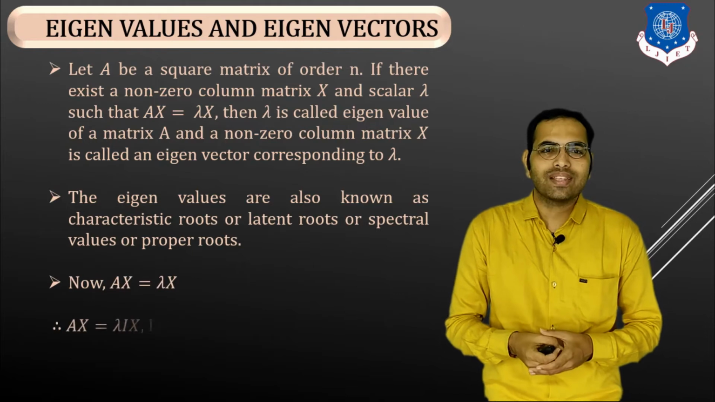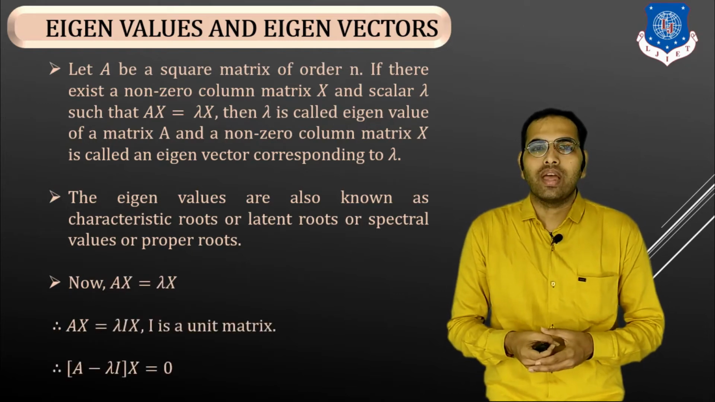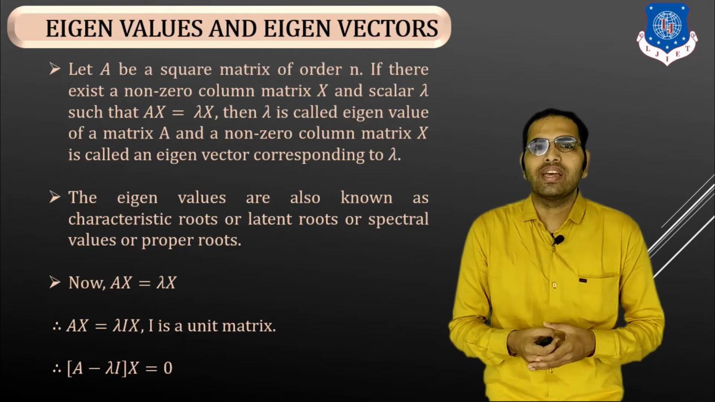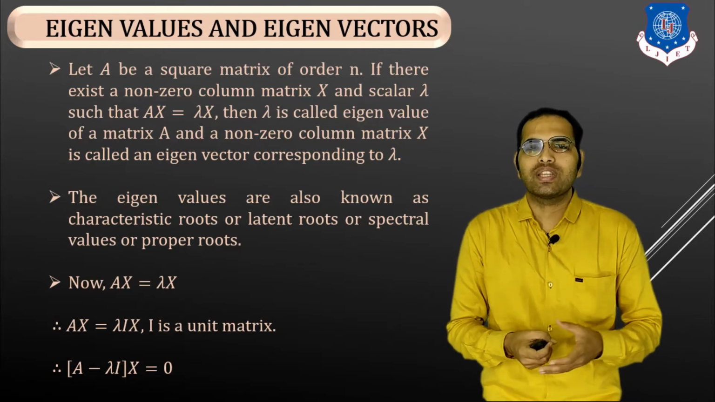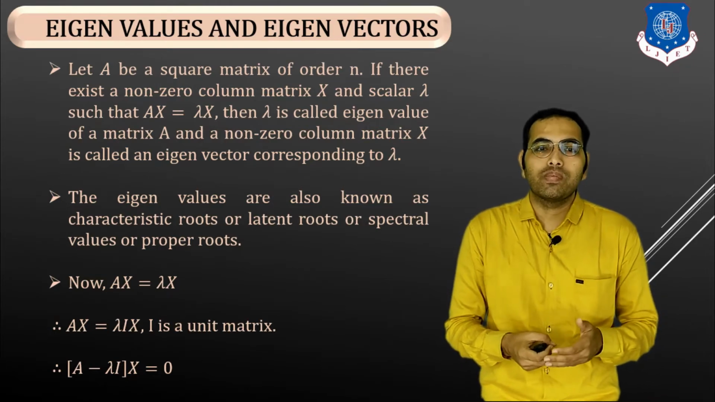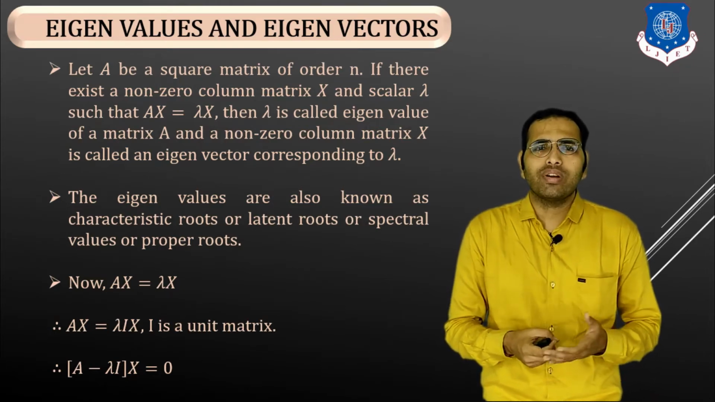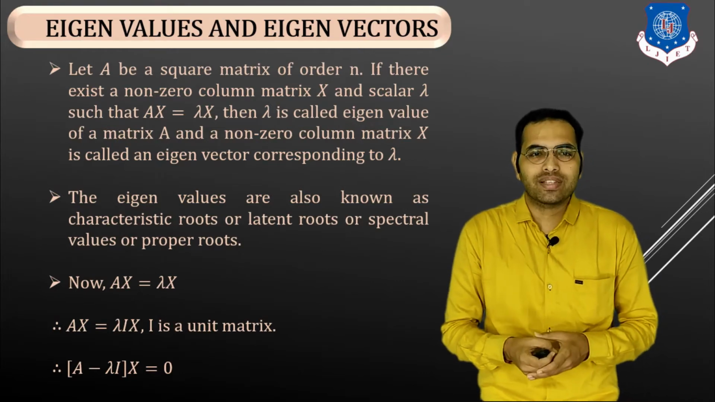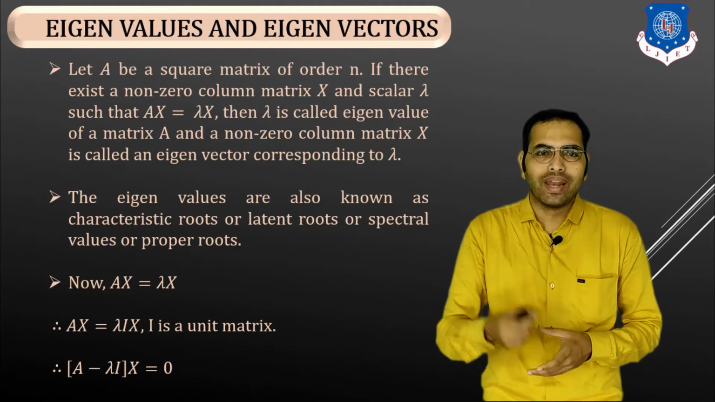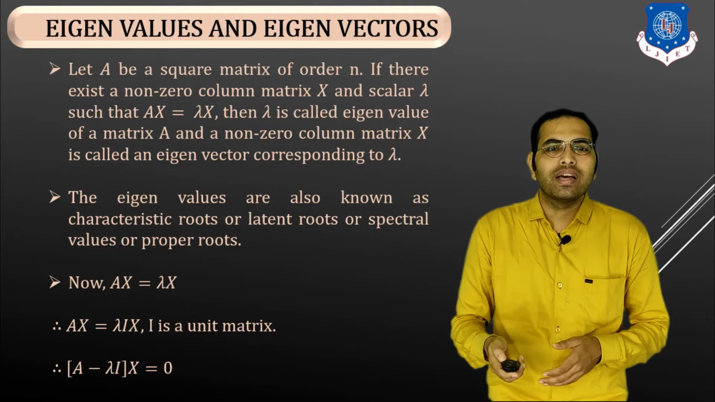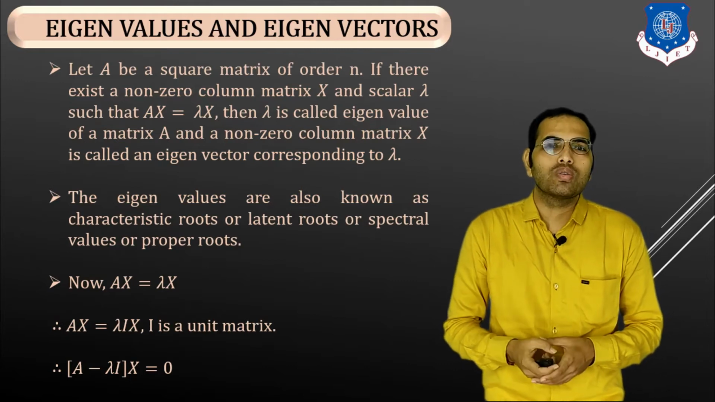Now, AX = lambda X, so AX = lambda I X, where I denotes the identity matrix. For simplification we can say that AX - lambda I X = 0, then X is common, so we can write (A - lambda I) X = 0.